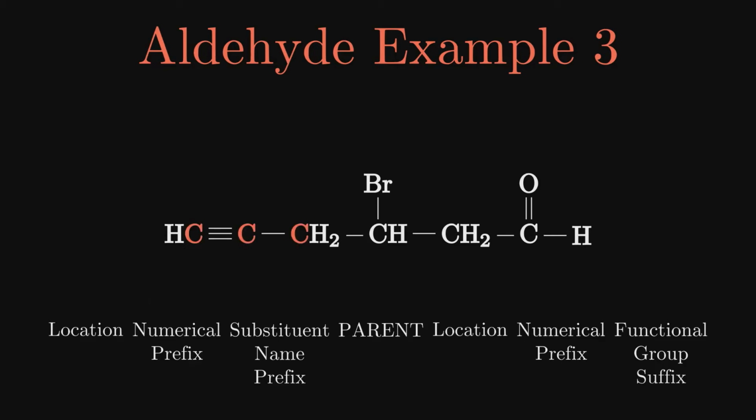The parent is 6 carbons, or hex. Bromine is a substituent. We have the triple bond ine and the aldehyde at the end. Numbering from the aldehyde, the bromine is position 3 and the triple bond position 5. Putting everything together, we get 3-bromohex-5-inal.